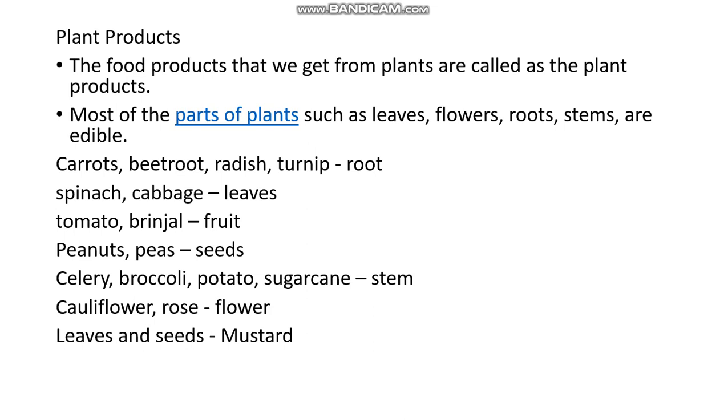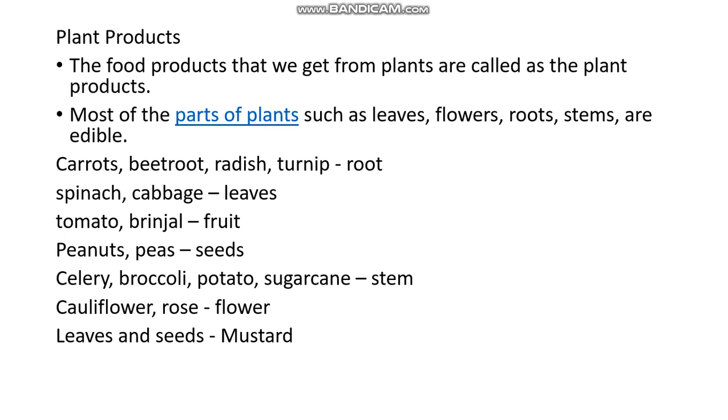What are plant products? The food products that we get from plants are called plant products. Most of the parts of plants such as leaves, flowers, roots, stem are edible. What do you mean by this edible? Edible is nothing but the eatable part.